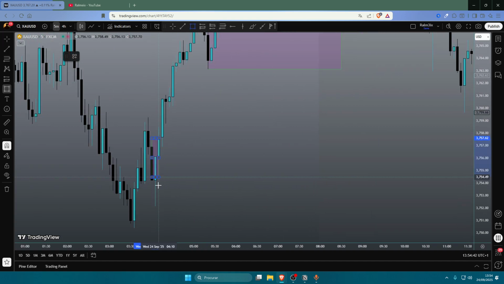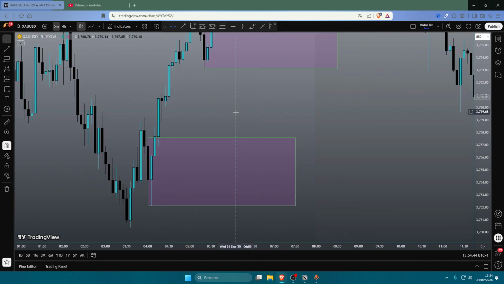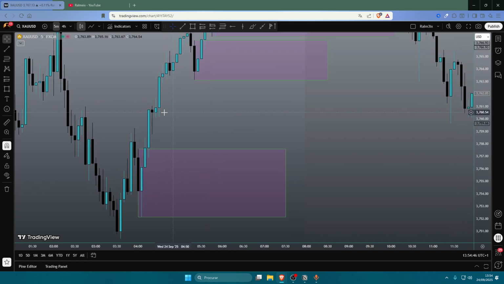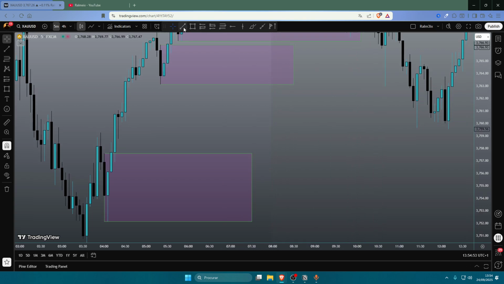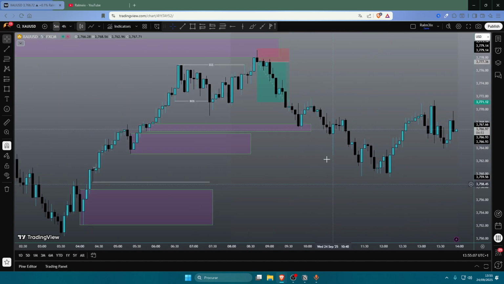Let me show you like this. This is only valid if I see price, when price comes to this candle here, showing rejection from it. And as you can see, we have rejection here. So this one will be valid. What we have: liquidity, the high of that liquidity taken, and now it is valid for buys.